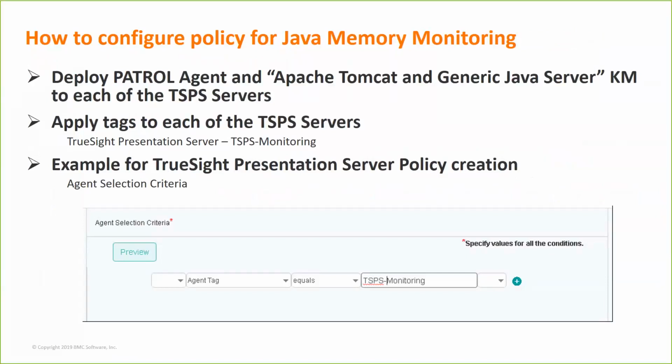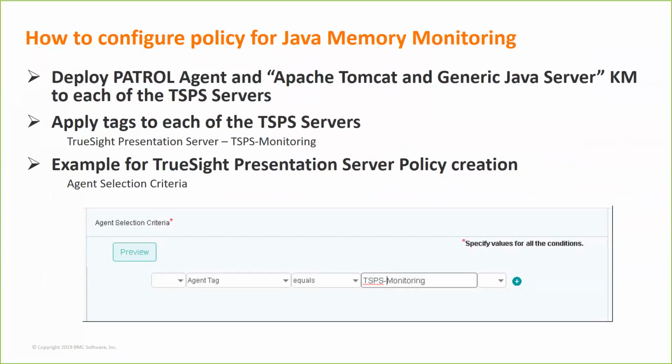One of the first things you need to do is deploy a Patrol agent. It needs to have the Apache Tomcat and generic Java server KM on that agent. Another prerequisite is to either add the Java package that we have in the repository, which is Oracle JRE, or you can point to your own JRE that's on the system. It does need to be version 8 or greater, so that's a prerequisite for you.